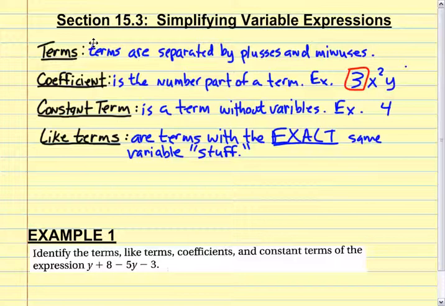Okay? But the variable stuff, let me ask you this, Catherine. Let's go back up to the coefficient one, right? That term over here. Okay, do you see it says 3x squared y? What is the variable stuff of that term? You know what the coefficient is, it's 3. What's the variable stuff? Is it z? Is it ab squared? What is it, Catherine?